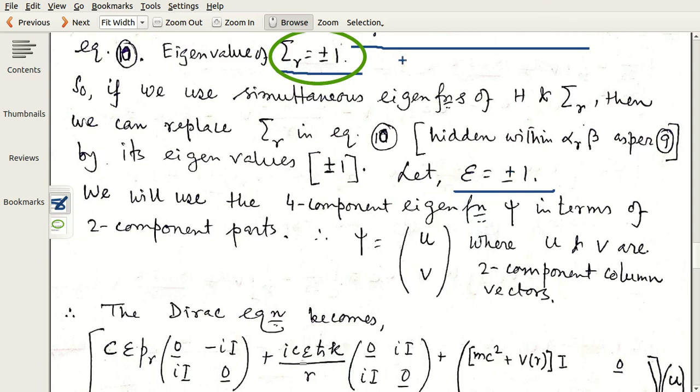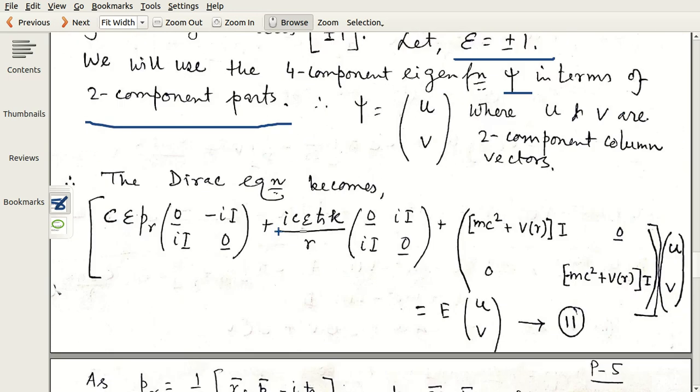And now we write down the Dirac equation using the matrices, where the function is taken as psi, which is a 4-component spinor, and it is written in 2 component parts. This is psi equals u v. We have done it when we started the plane wave solution. Same technique here. This u is a two component column vector, this v is also a two component column vector, so u v is actually a four component column vector.